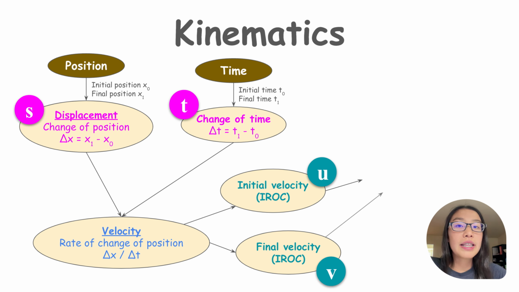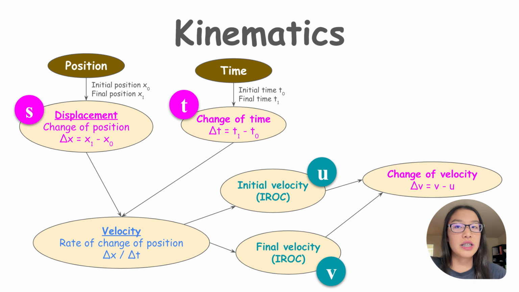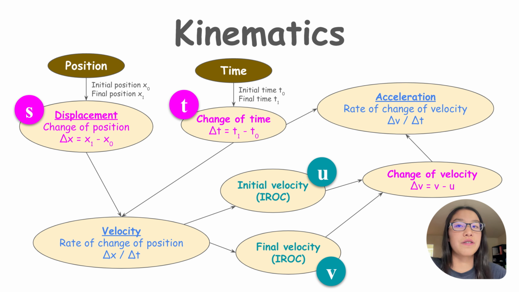Now, if we combine the initial and final velocities, we can determine the change in velocity. With a change of time, we can then figure out the rate of change of velocity, or delta v divided by delta t, which is known as acceleration, denoted as a. If we focus on the solid circles, they capture all the key quantities we've discussed so far. T, S, U, V, and A. These five variables represent the five motion quantities in kinematics.